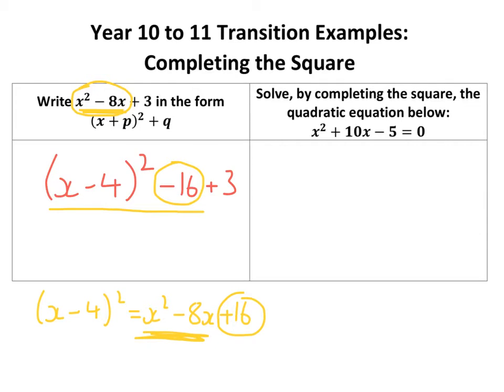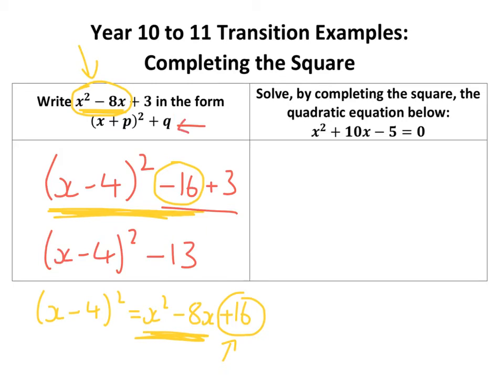So that bit that I've underlined here is just a different way of writing that. And that's why it's called completing the square, because that completes the square, you see. Now then, I can't simplify that bit, but I can simplify that bit. So minus 16 plus 3 gives me minus 13. So P is going to be minus 4 and Q is minus 13. I don't need to write that because it just says in the form like that.